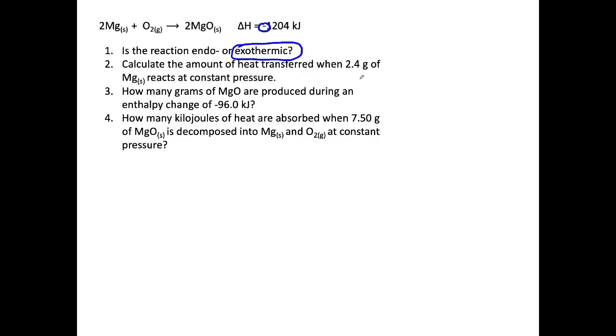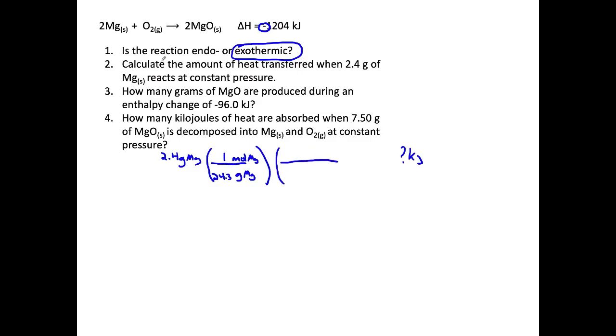All right, now we want to calculate the amount of heat transferred or given off when 2.4 grams of magnesium reacts at a constant pressure. So we have an unknown amount of heat that we're trying to solve for. We're going to start with 2.4 grams of magnesium. Right. And so we need to figure out from grams of magnesium to moles of magnesium. In 1 mole, there's going to be 24.3 grams.